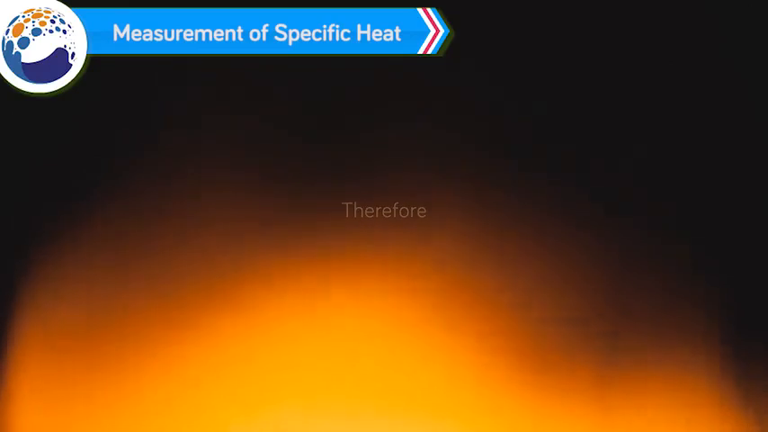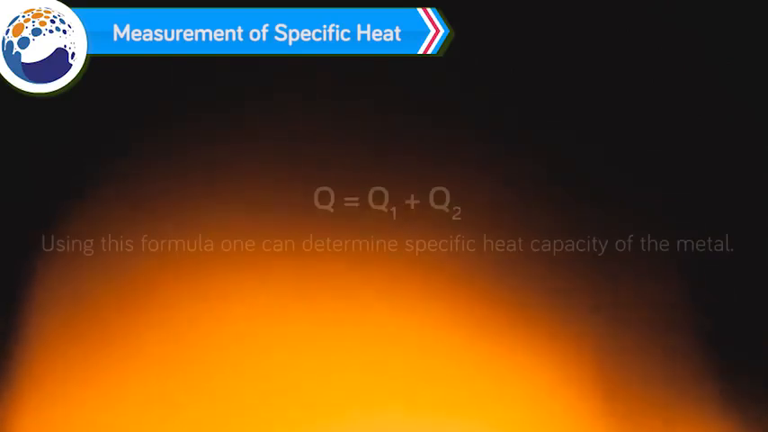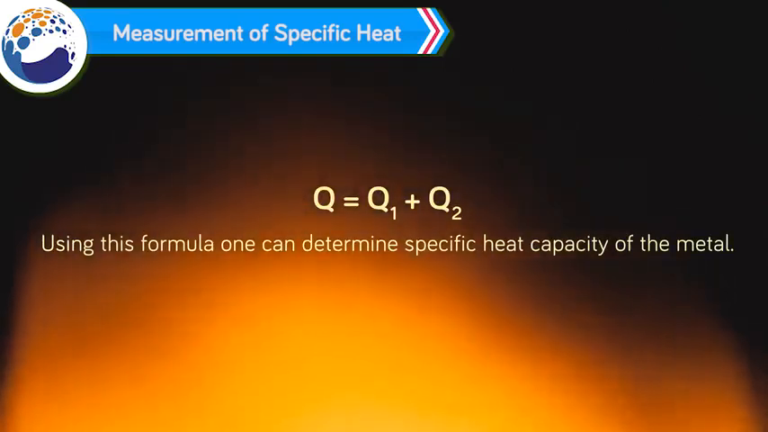Therefore, heat lost by the solid is equal to heat gained by the calorimeter plus heat gained by the water. Therefore, Q is equal to Q1 plus Q2. Using this formula, one can determine the specific heat capacity of the metal.